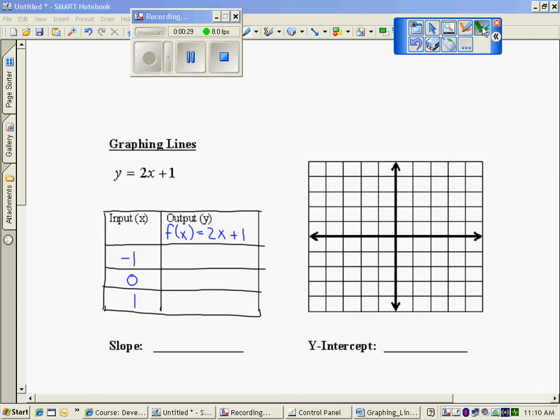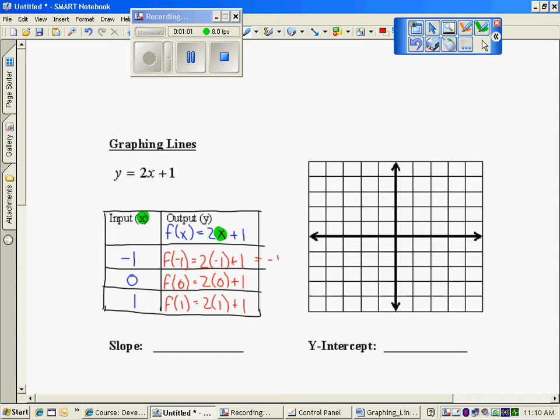So remember, x is my input. It's going to go right in this position. So I'm going to take f at -1, and I'm going to input it in to this x position. F at 0, again, I'm going to input it into that x position. And lastly, f at 1, input into the x position. Simplifying each of these, 2 times -1, remember your integer operations, is -2. -2 plus 1 is -1. 2 times 0 is 0. 0 plus 1 is 1. And 2 times 1 is 2. 2 plus 1 is 3.